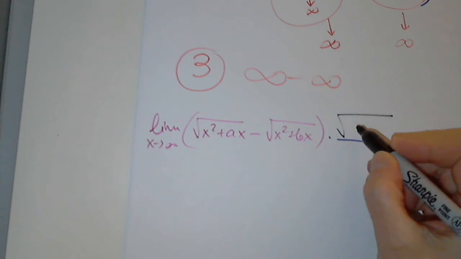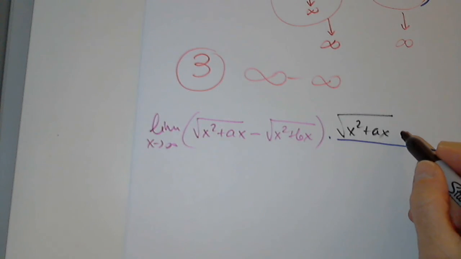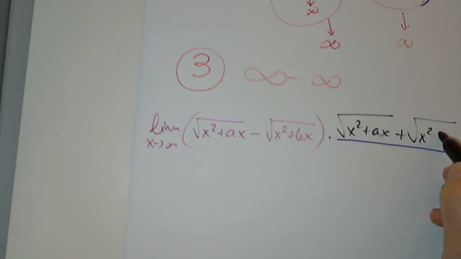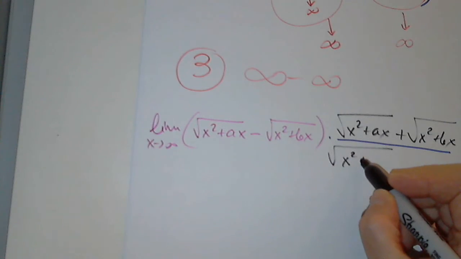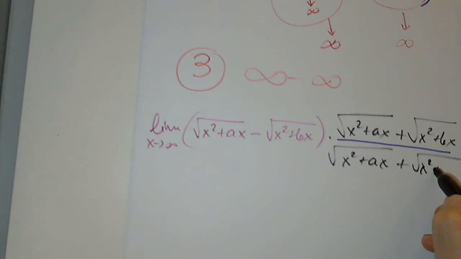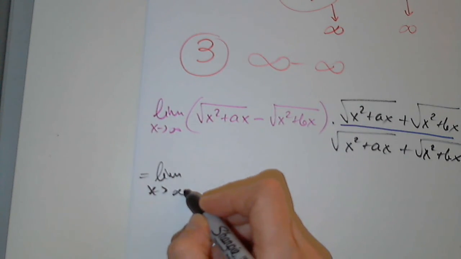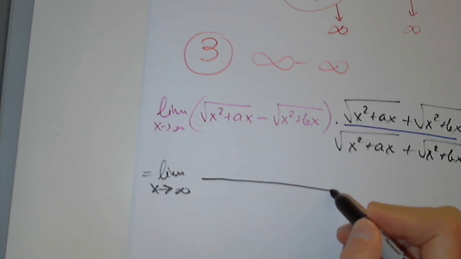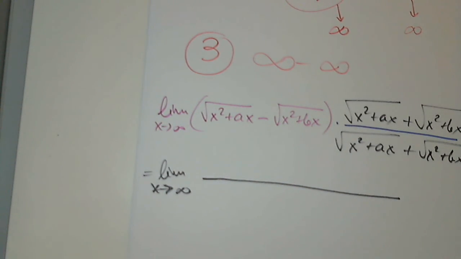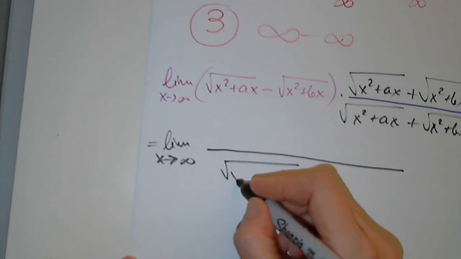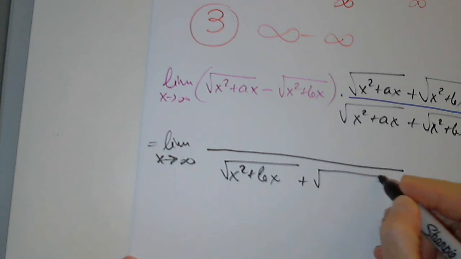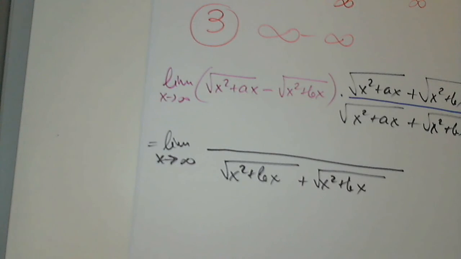So what is that? The square root of x squared plus ax plus the square root of x squared plus bx. This is not a trivial situation, so please pay attention. I'm going to copy the easy one, which is the denominator for now. And you're going to tell me what to write at the top, please.